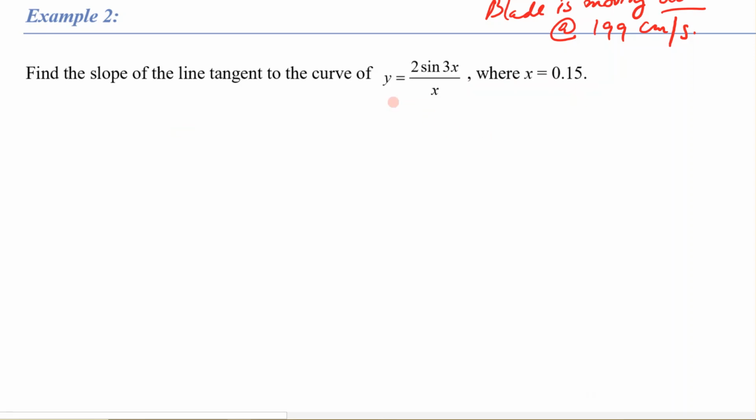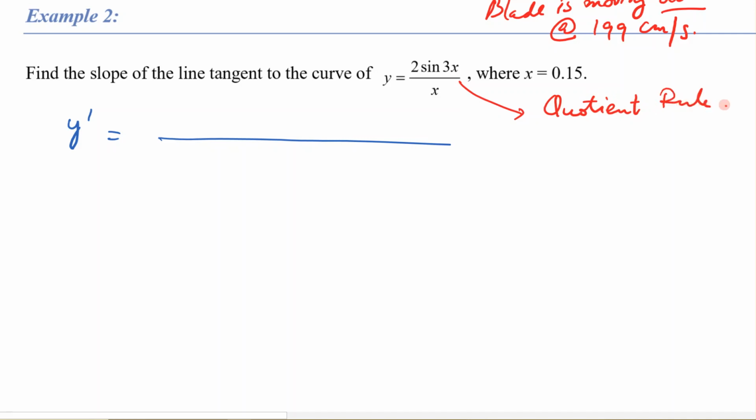It means first we need to find the derivative, and then we need to find the value of the derivative at x equals 0.15. So if you want to find the derivative of 2 sine 3x over x, here we need to use the quotient rule because we have something on the top and also the variable on the bottom. So we're going to use our quotient rule.